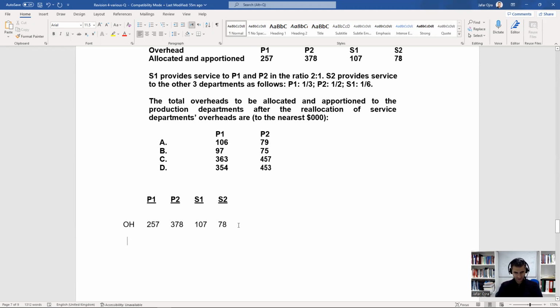So now what we need to do? First, we need to reallocate the service departments into the production departments. We need to start with S2, of course, because S2 is reallocated to the other three departments. So the 78 is reallocated based on P1 one third, P2 one half, and S1 one sixth. Let's do it. I'm going to write S2 reallocation. 78 multiplied by 1 divided by 3 is 26.